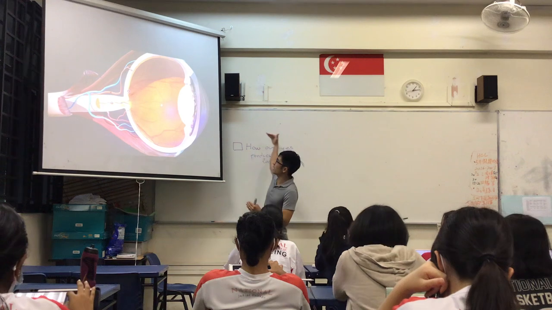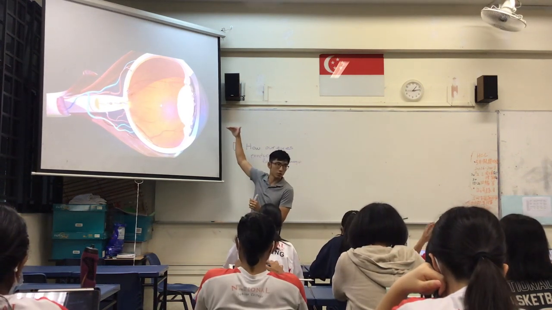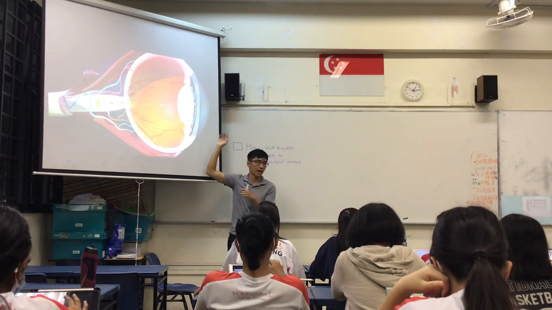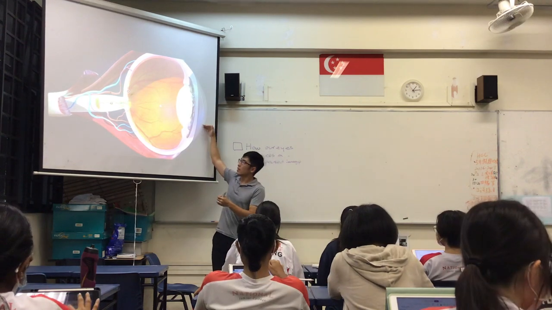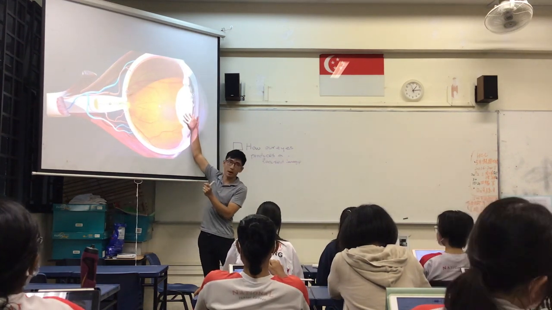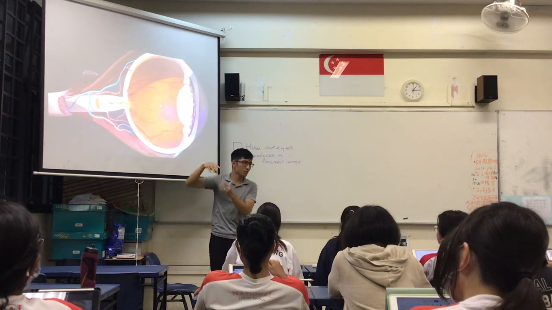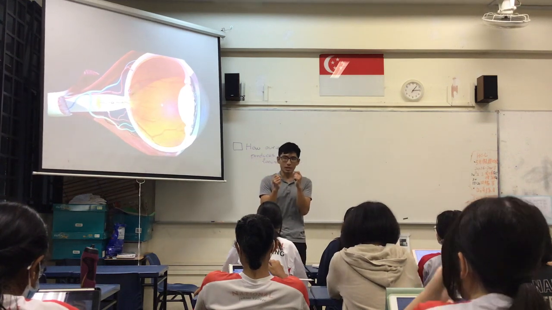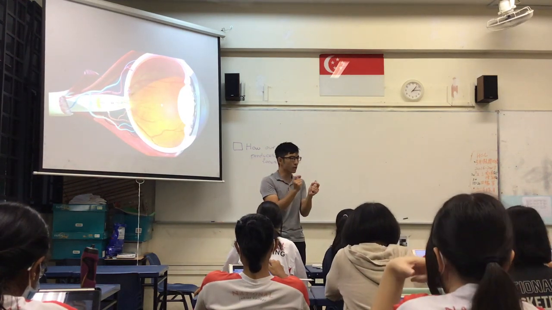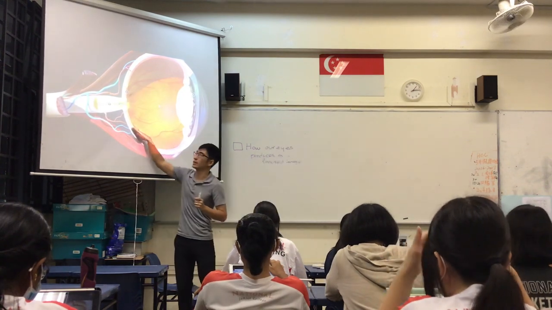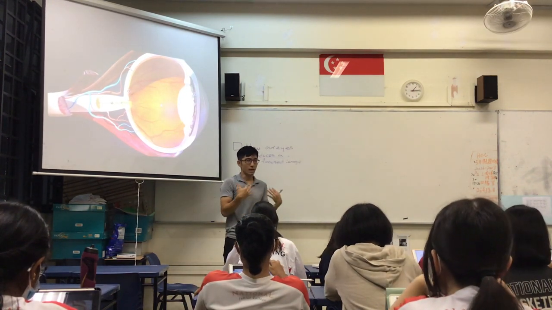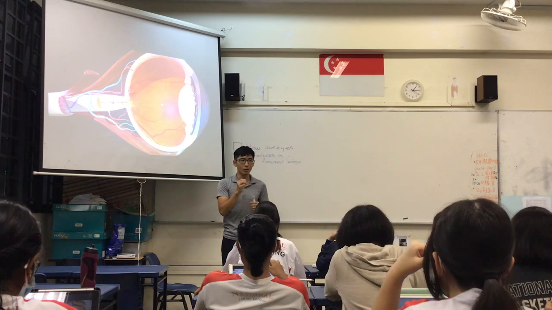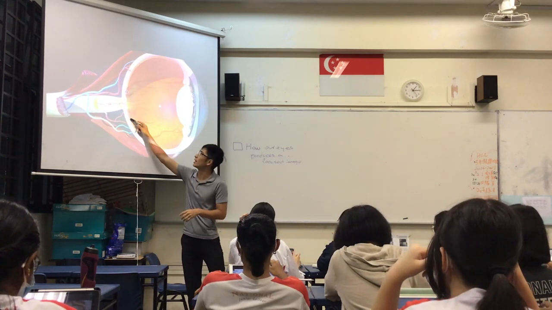Visualize light coming in. The first thing it passes through is a very thick, transparent layer, the cornea. So it's at the cornea that light first bends. Light will then pass through the next transparent structure, called the lens. It is at the lens where our eyeball fine-tunes the light being bent, so that you can focus the image very sharply onto your retina. So the aim of today is to find out how our lens is able to do that fine adjustment to focus images sharply onto our retina.